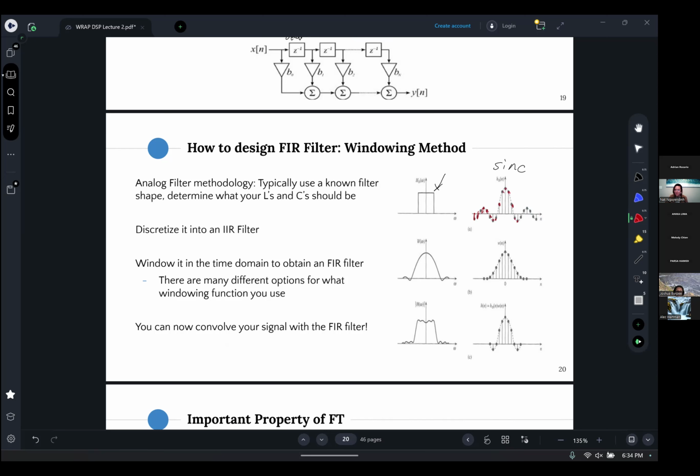And then once I do that, I'm going to window it in the time domain, meaning I multiply it by some function that cuts off the points past a certain point. So let's just say if it extended all the way here, I'm just going to cut it off right here and cut it off right here.